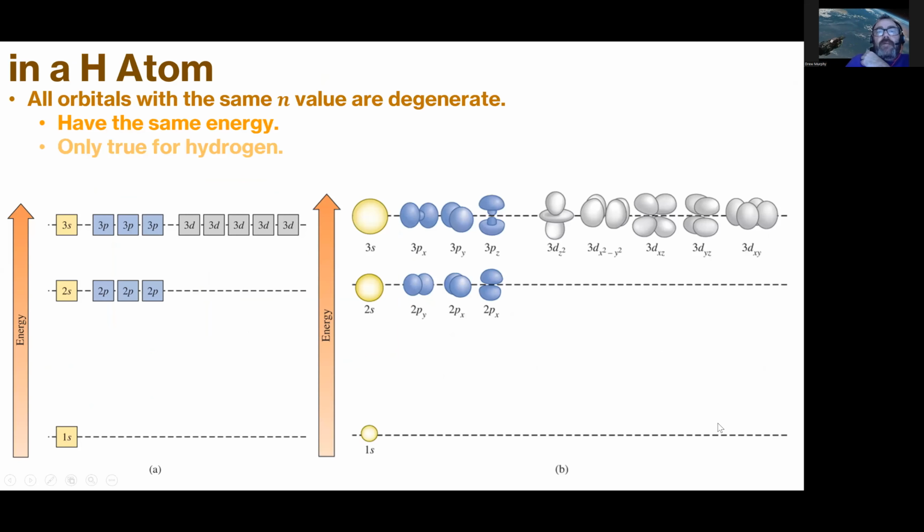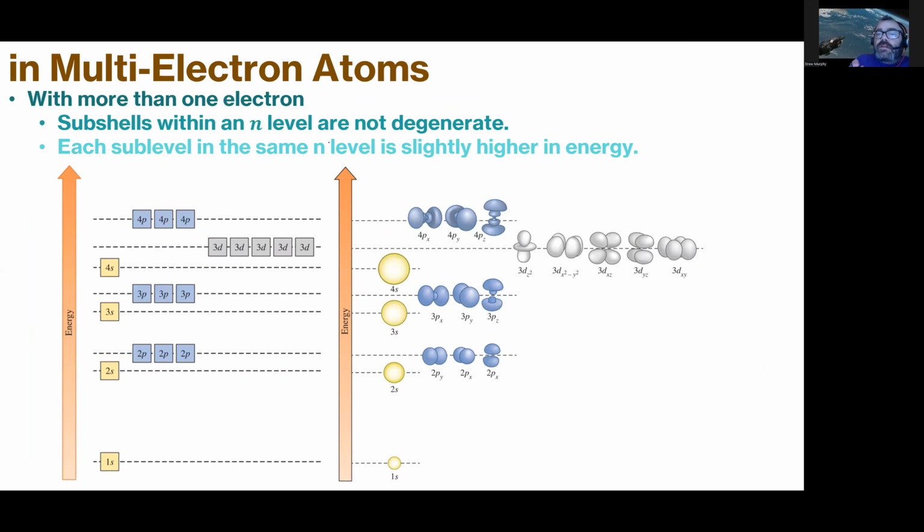Okay. When we're looking at a hydrogen atom, it's a little bit easier with only 1 electron in there. When there's only 1 electron in there, all of the orbitals that have the same value of n have exactly the same energy, right? We say this is degenerate. Okay, they all have the same energy. Unfortunately, this is only true for hydrogen. So once you have more than 1 electron in your atom, the subshells spread apart, and each individual subshell has a slightly different energy in it.